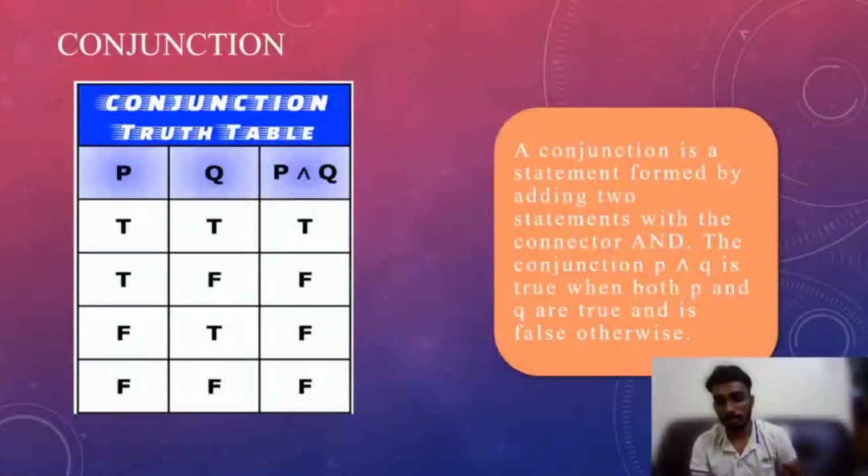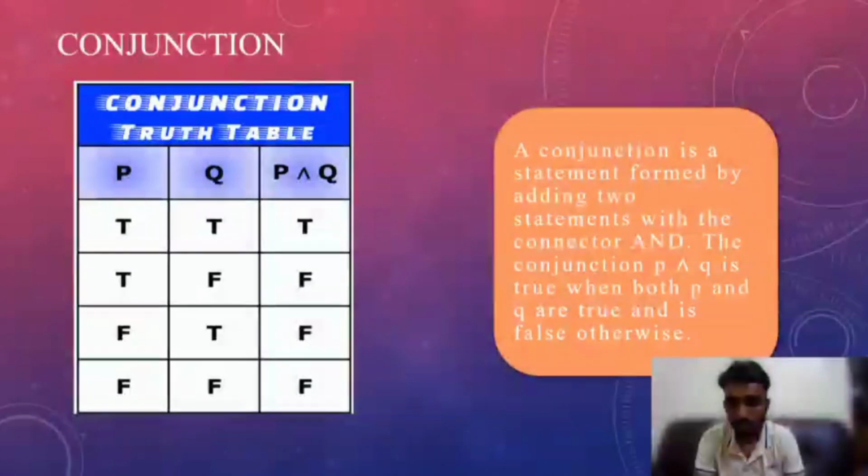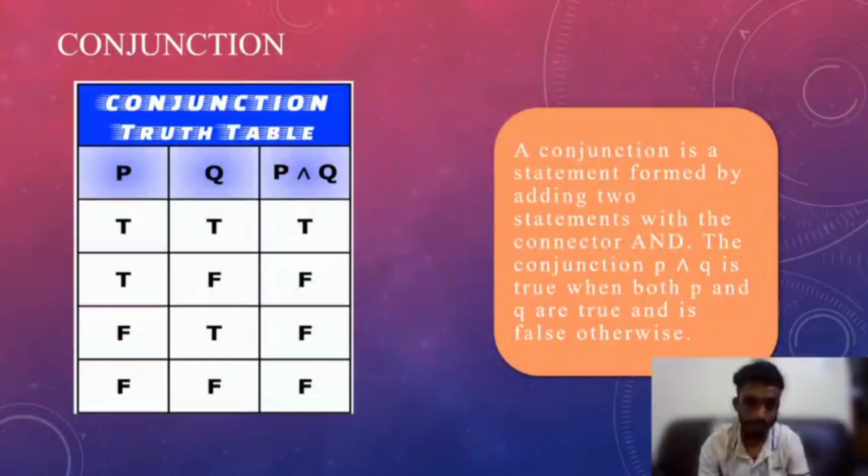Continue with conjunction. A conjunction is a statement formed by adding two statements with the connective and. The conjunction P and Q is true when both P and Q are true and is false otherwise. It is shown in the table in the slide as well.